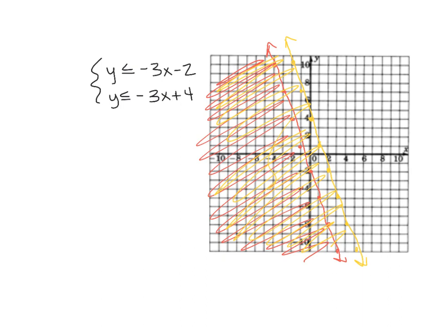So the answer is the inequality of the red line. So all your solutions are here, where y is less than or equal to negative 3x minus 2. That's where all your solutions will run.